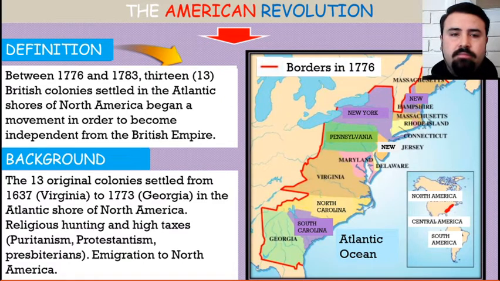The American Revolution. Definition: between 1776 and 1783, 13 British colonies settled on the Atlantic shores of North America began a movement in order to become independent from the British Empire. Background: the 13 original colonies were settled from 1637 in Virginia to 1773 in Georgia on the Atlantic shore of North America. Religious persecution and high taxes. Puritanism, Protestantism, Presbyterians. This led to immigration to North America.